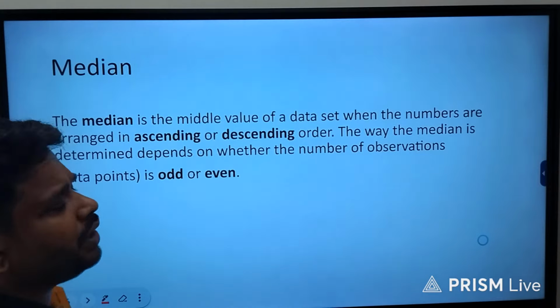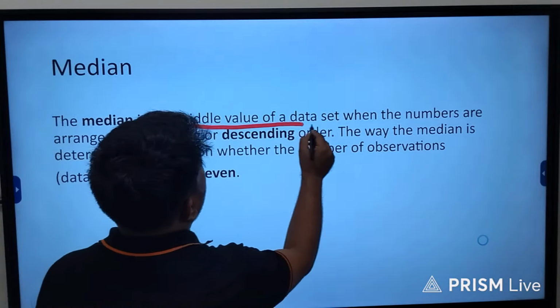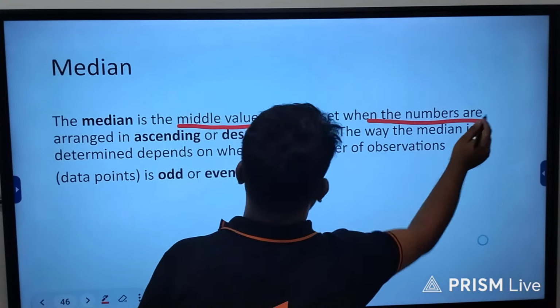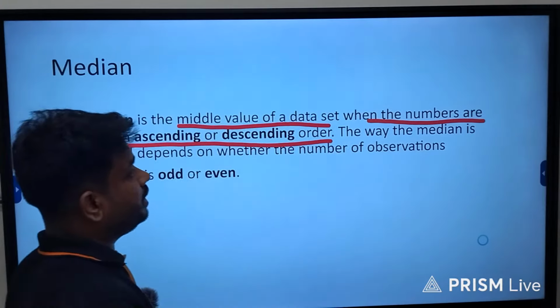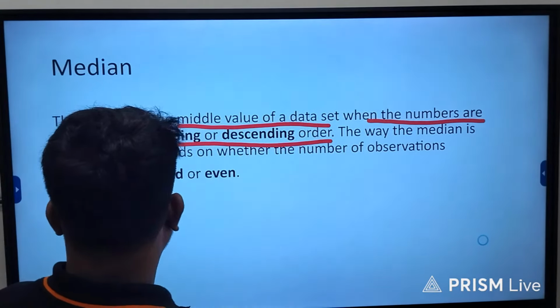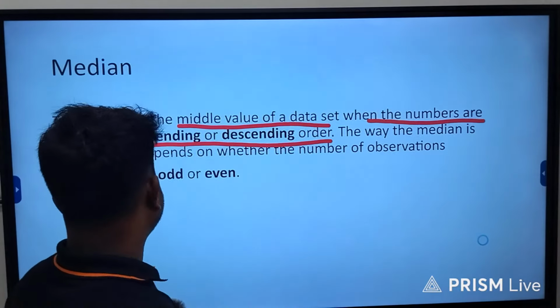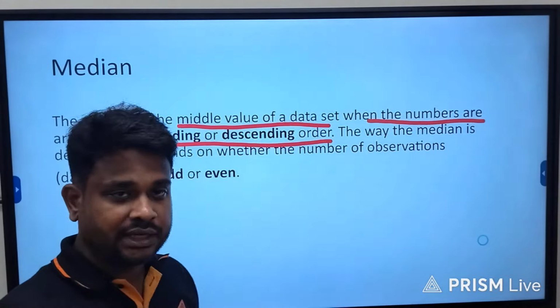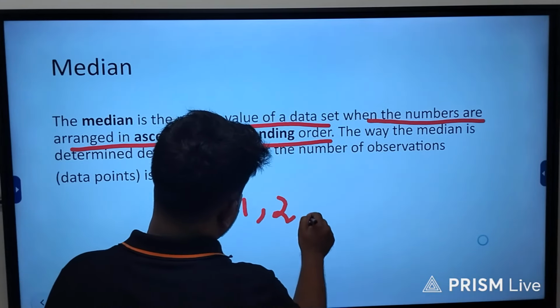The next one we will be discussing is the median. The median is the middle value of a data set when the numbers are arranged in ascending or descending order. The way the median is determined depends on whether the number of observations or data points is even or odd.